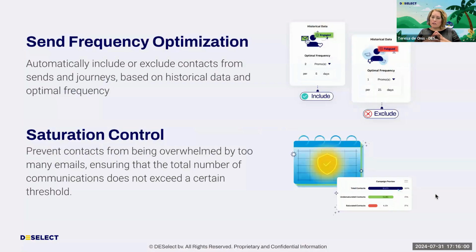There are these two terms that we use a lot: send frequency optimization and saturation control. And as I said at the beginning, while related, they're not synonymous. And so, Jonathan, could you describe to our guests what the difference is and why at DESelect we aim to solve for both of these?